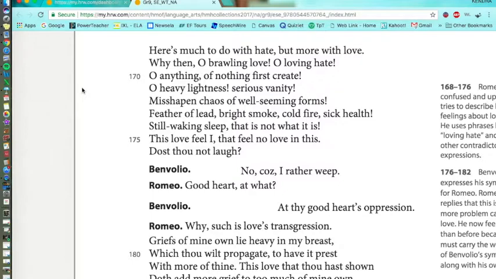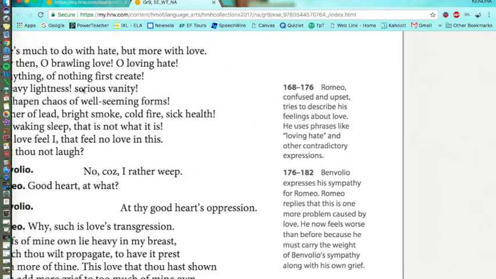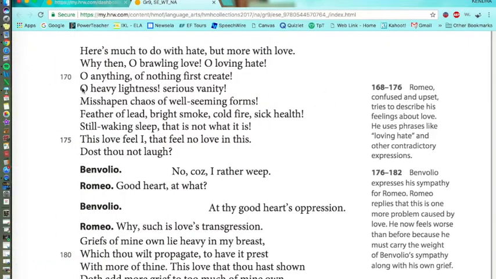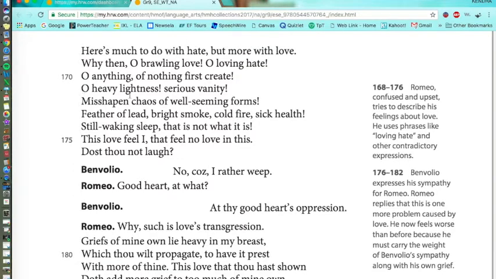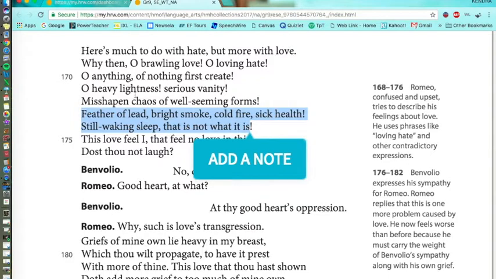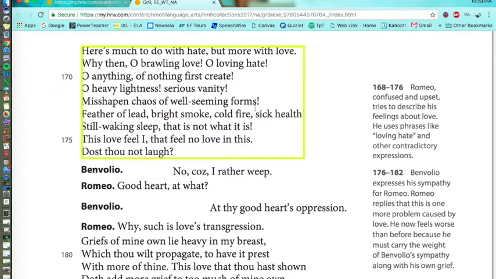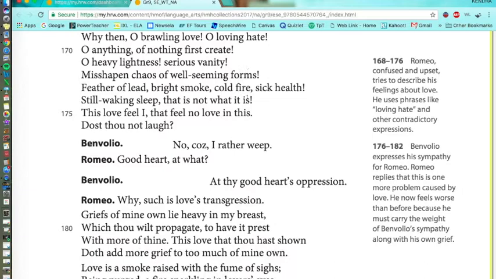"Dost thou not laugh?" Okay, now this part, Romeo is very confused and he's very upset and he's trying to describe his feelings. And we can tell that he's confused because he uses all of these phrases that are completely opposite of each other. He has a lot of oxymorons. Feather of lead, bright smoke, cold fire, sick health, heavy lightness, loving hate. They're contradictory because he's just struggling with his feelings so much.